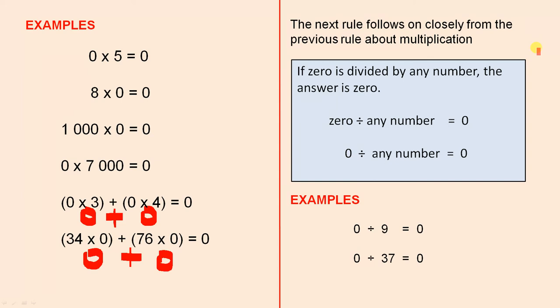The next rule follows on closely from the previous rule about multiplication. If 0 is divided by any number, the answer is 0. So 0 divided by any number gives us 0, and there's the symbol for 0, divided by any number equals 0. Look at the two examples. 0 divided by 9 equals 0. 0 divided by 37 equals 0. And it doesn't matter what the number is, you will also get 0.